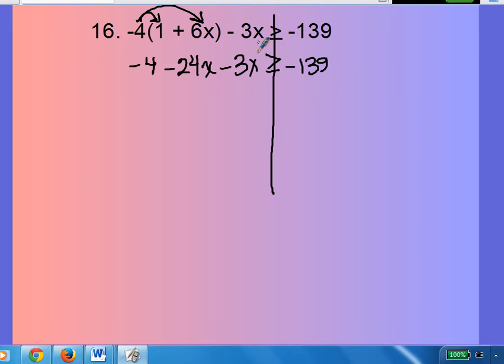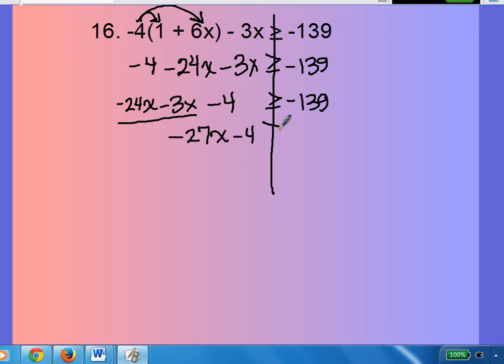Again, we want to reorganize and simplify. So I'm going to put my x's in first. Negative 24x minus 3x minus 4 is greater than or equal to negative 139. And then I'm going to combine my x's. They're on the same side, so I'm just going to do what it says. Negative 27x minus 4 is greater than or equal to negative 139.